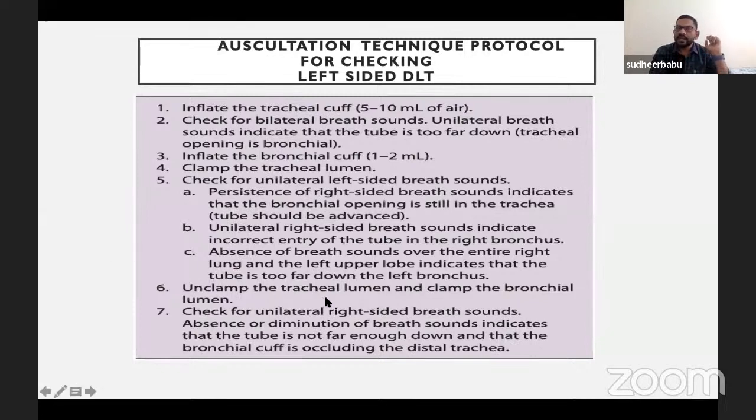Then unclamp the tracheal lumen and clamp the bronchial lumen. Once you clamp the bronchial lumen, you should not hear any sounds on the left side, but you have to hear sounds on the right side. If there is diminished or absent breath sound on the right side, it means the bronchial cuff is herniating and occluding the trachea. Okay, this is the auscultation technique.